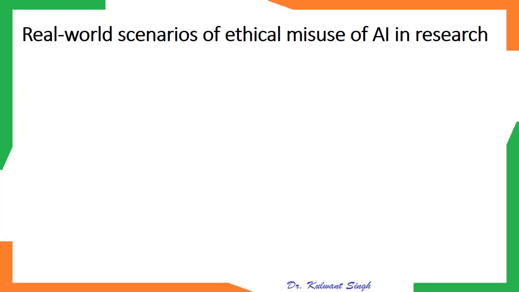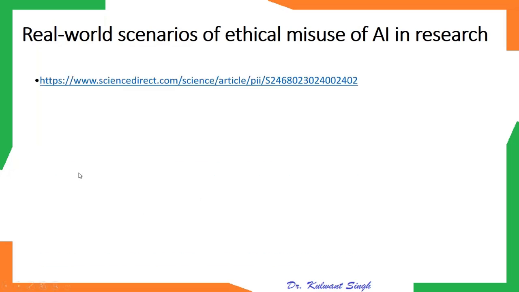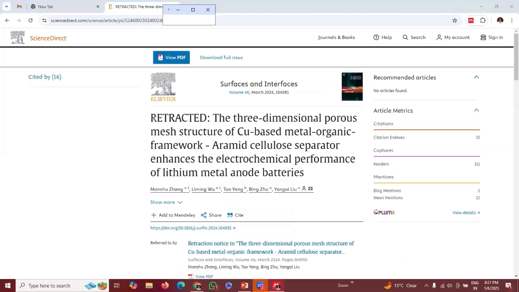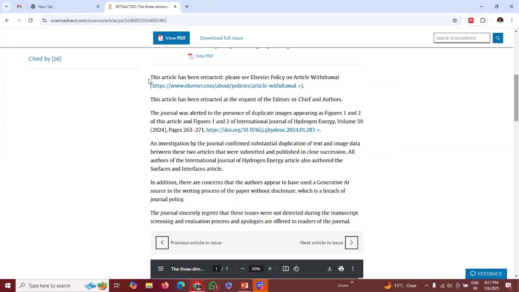There are a few examples we have considered just to discuss real-world scenarios of ethical misuse of AI in research. You can see there is one research paper that is retracted. This particular paper is retracted, meaning after publication, it is withdrawn by the editor due to some reason. And you can see here the particular reason mentioned by the journal.